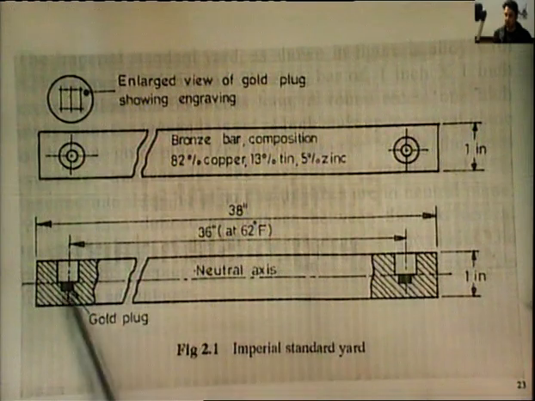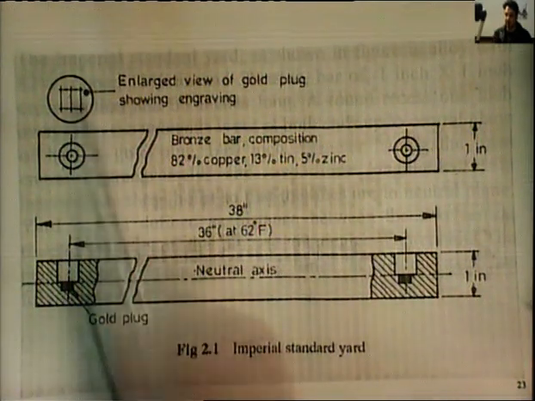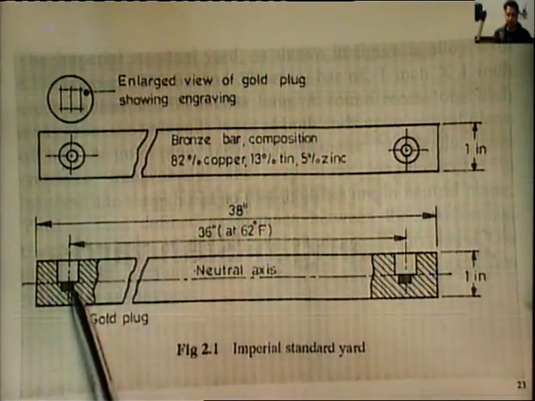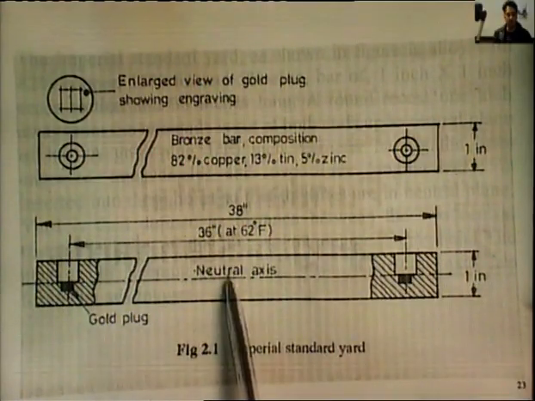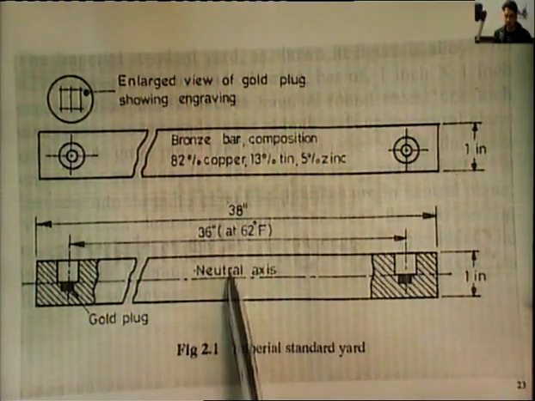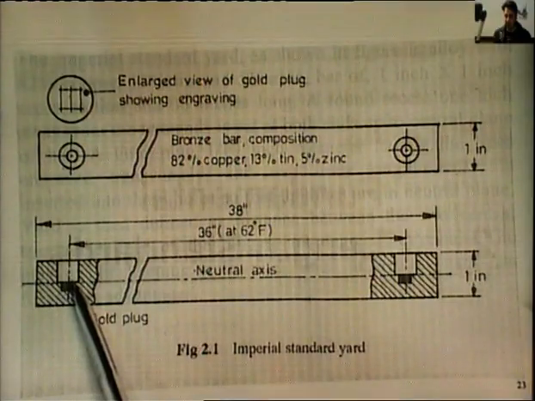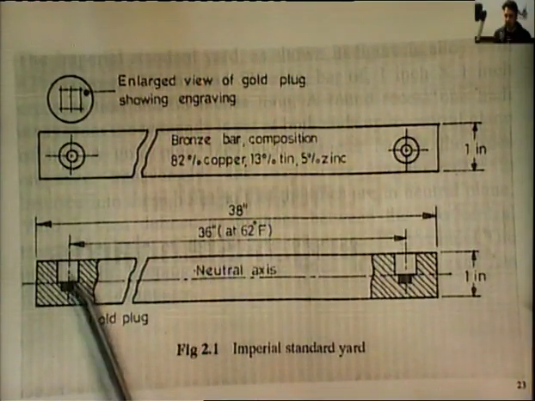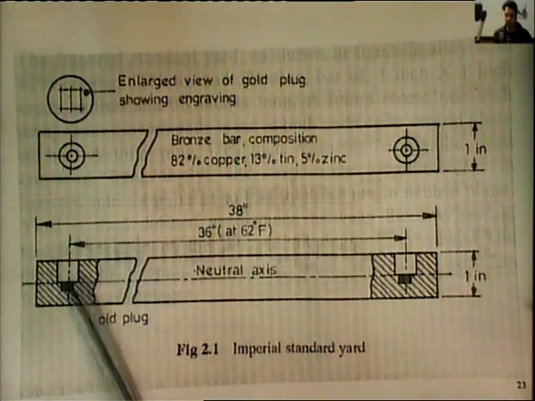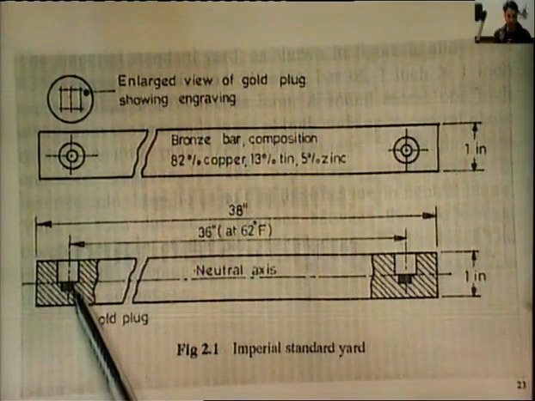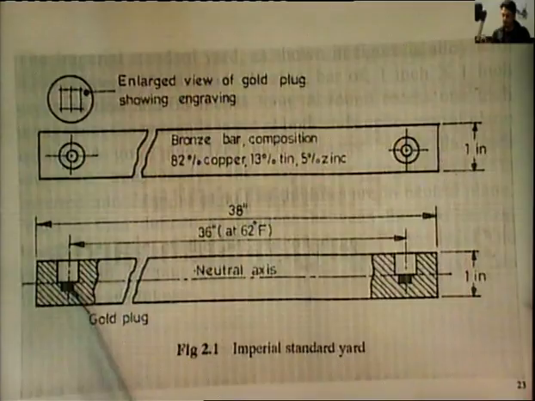So, the point to be noted is that this engraving is done on the neutral plane which crosses through the neutral axis. So, this was kept at the neutral plane or the neutral axis, and within this depression the engraving is done on this plug, which is in the depression over here, so that these lines do not get damaged.